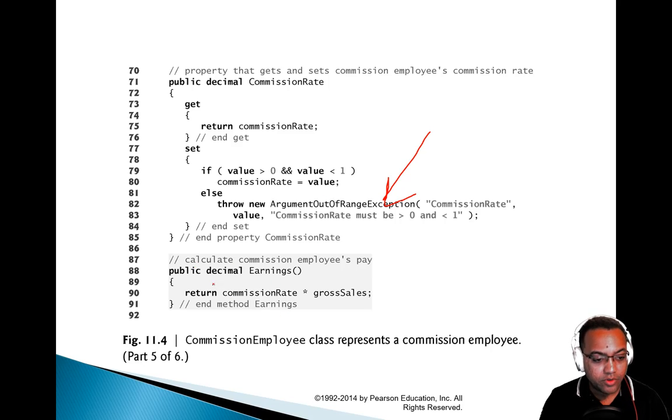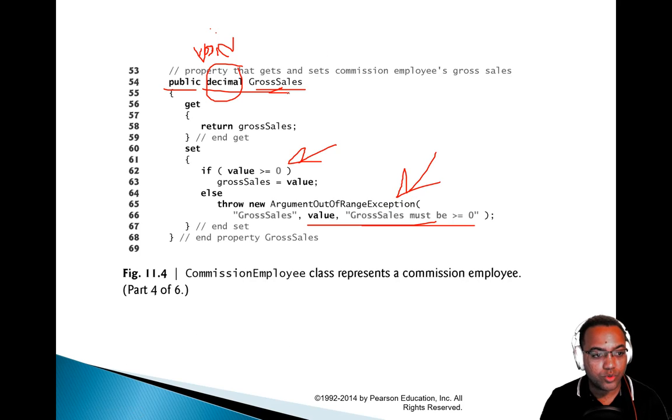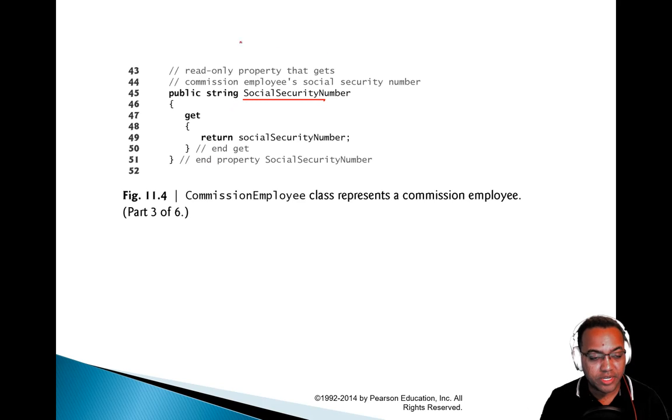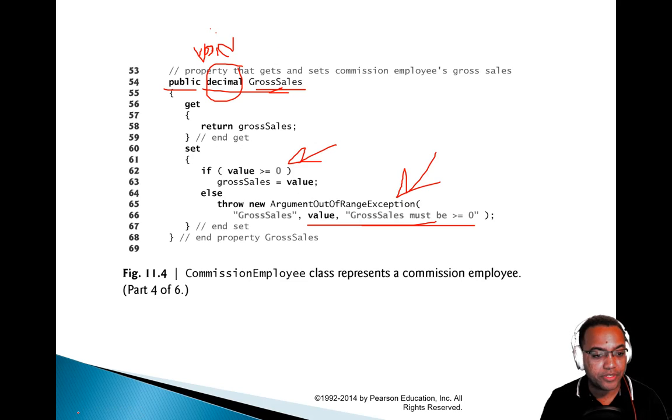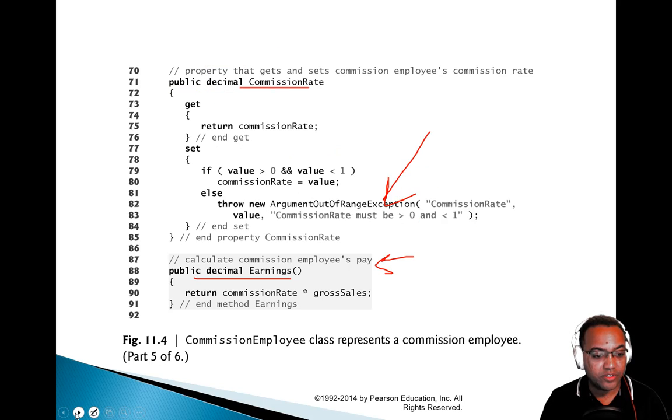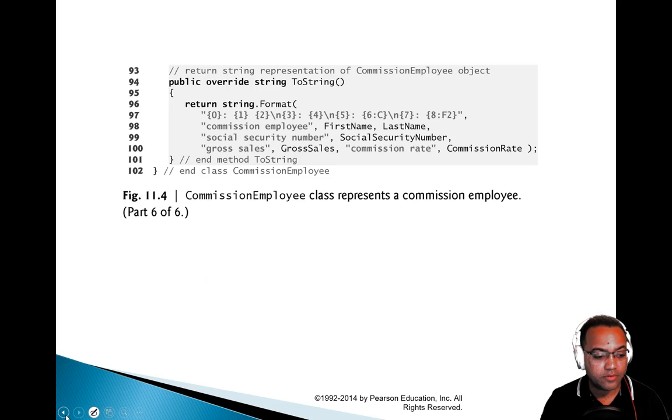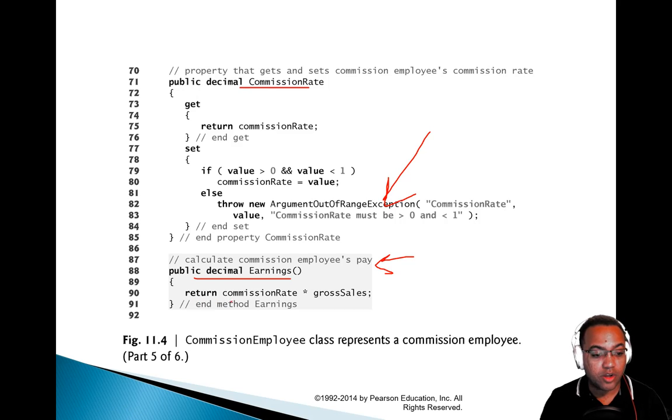And then you have a calculation of the employee's pay using the public decimal earnings method. These are just properties. Commission rate, go back one. Gross sales is also a property. Social security number, first and last name, those are all properties. However, earnings is a method. All it does is calculate the commission rate times the gross sales. It returns that based on wherever that method was called.